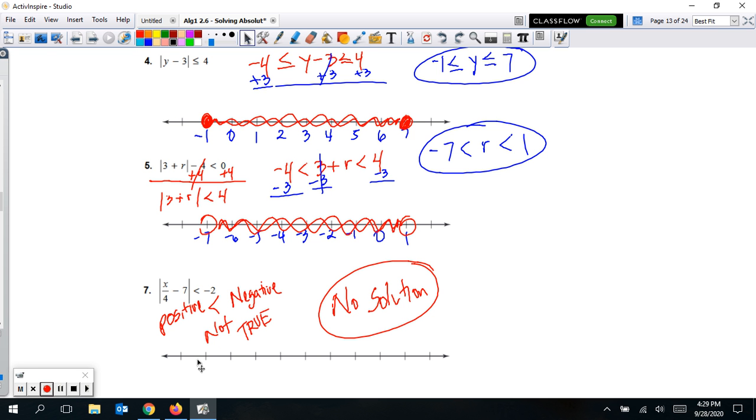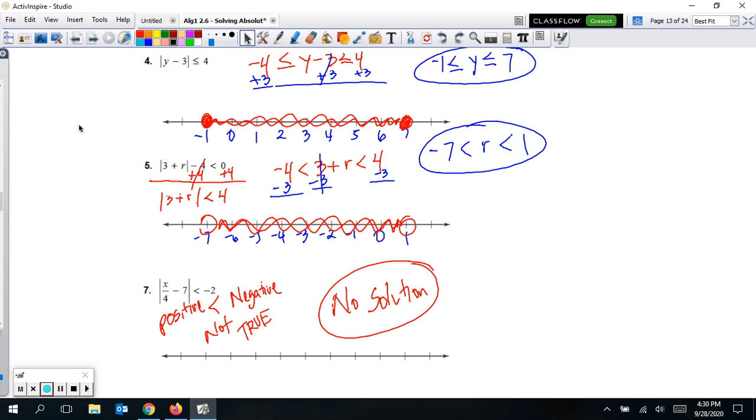So there's nothing to put on the number line. We've got to leave it blank. There are no solutions to this one because it's less than a negative. So if your absolute value when it's by itself is less than a negative number, it's going to be no solution because positives can never be less than a negative.